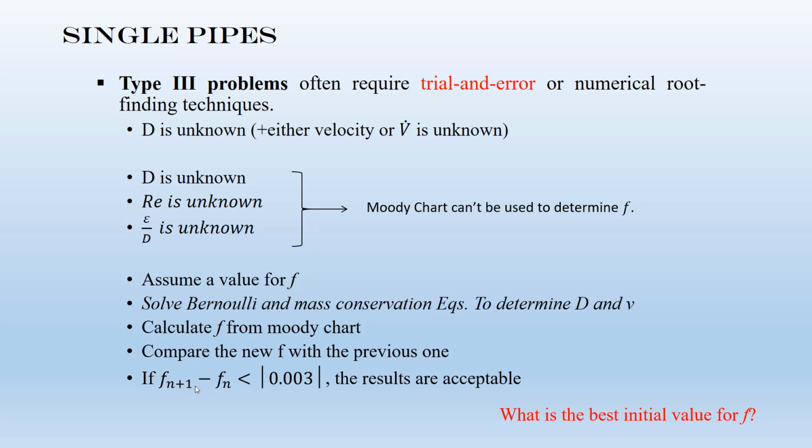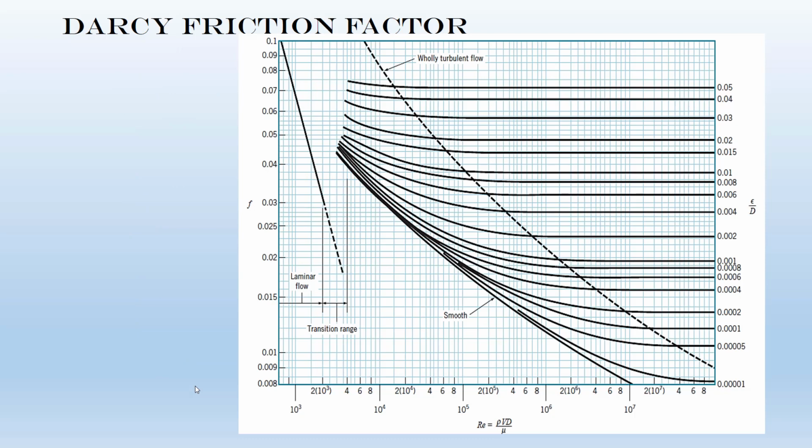So if you start from a good initial value for the f, you will be able to solve the problem after two, three iterations. Now, to answer this question, guys, what's the best value for the initial guess for the f? Let's look at the Moody chart, correct?